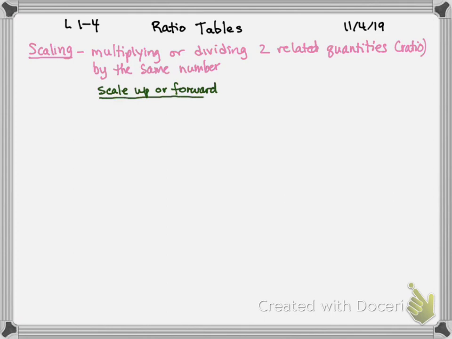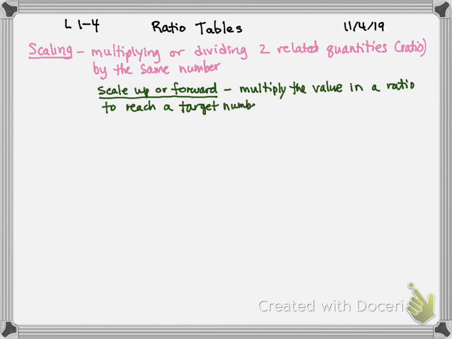And what that means is we're going to multiply the values in a ratio to reach a target number. So that's, again, something they give us. And therefore, we're going to create what's called an equivalent ratio. Okay?